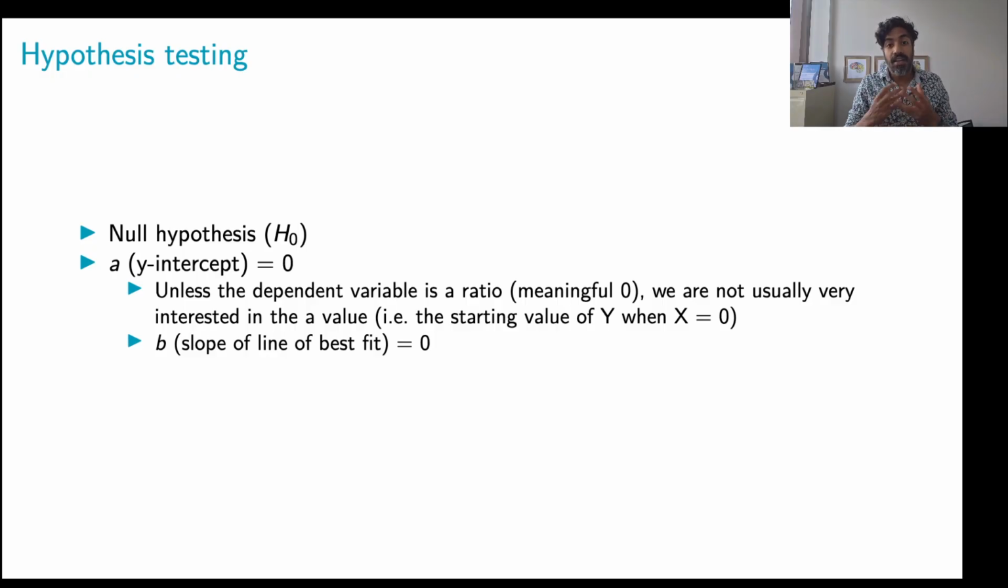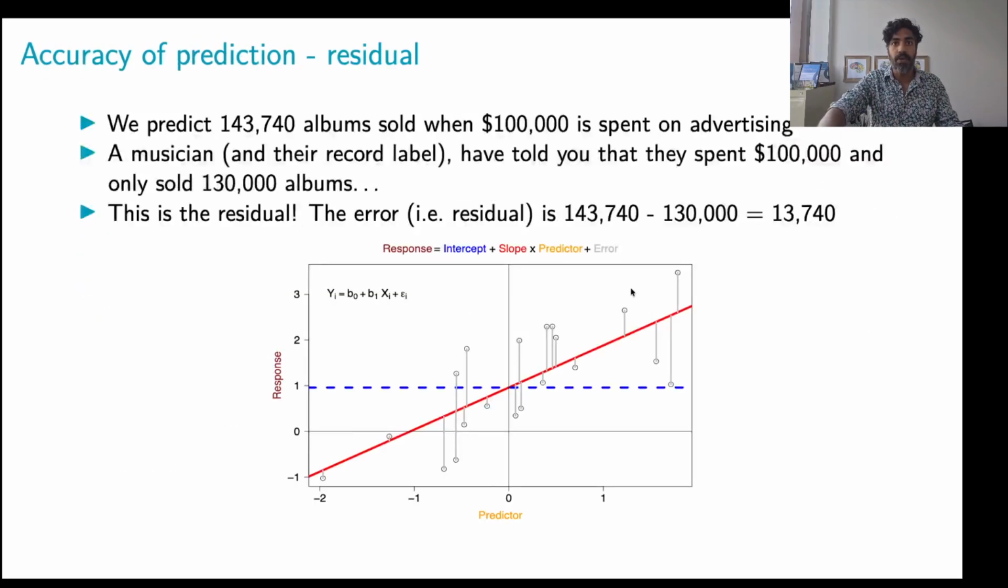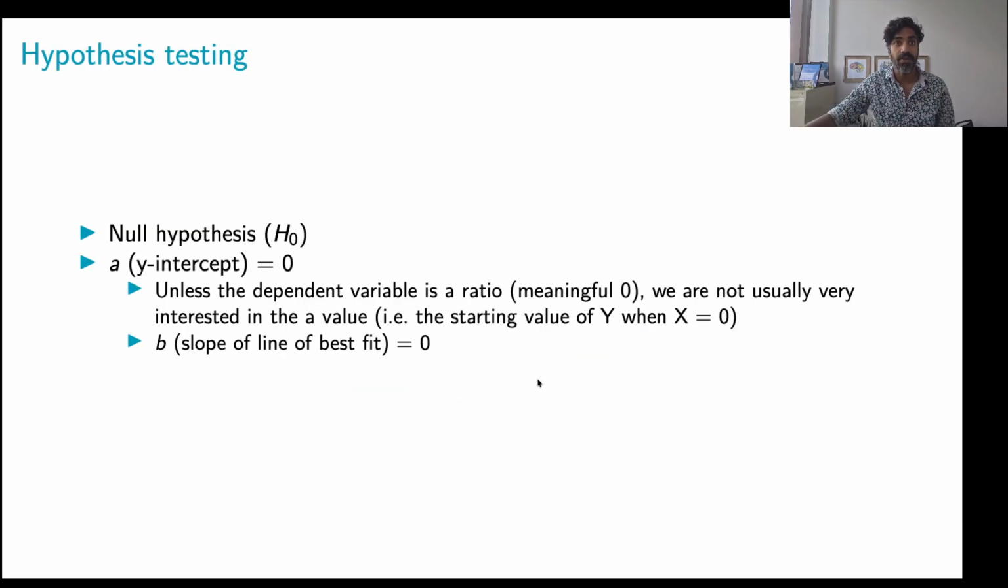So the null hypothesis in a regression model comes down to an understanding of that slope, right? We had the slope here before, and our null hypothesis is that the slope is equal to zero. So the beta, which is the slope of the line of best fit, is equal to zero, and here the y-intercept is equal to zero.